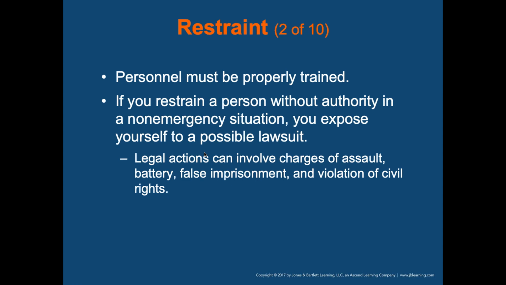Personnel must be properly trained for this kind of stuff. So we have to go through restraint training. If you restrain a patient or person without authority in a non-emergency situation, you expose yourself to a possible lawsuit. So legal actions obviously can involve charges of assault and battery, false imprisonment, and violation of civil rights. So again, follow your protocols.